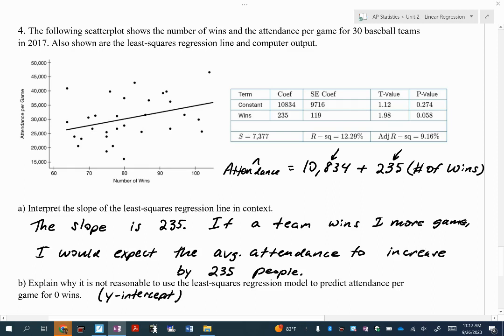But the key thing is the lowest value is 64 in terms of the number of wins, or your x values, and the highest looks like 104. I'd have to Google it, but I think that was the Dodgers that year. Essentially, if I want to use this model, I need to be using values between 64 and 104. If I move past that, whether it's above 104 or less than 64, that would be what we call extrapolation.